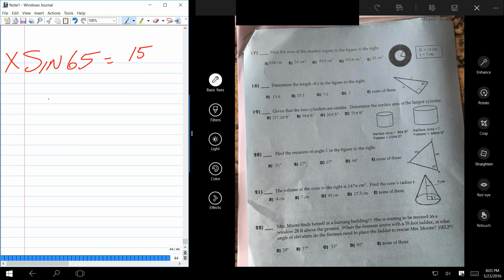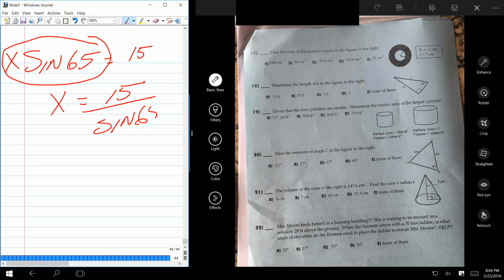And then you would divide by sine of 65. In other words, we're always trying to isolate x. X is being multiplied by some number, the sine of 65. So we need to divide. Since this is multiplying x, we need to divide by this to get rid of it. And that's actually the most exact answer you have.